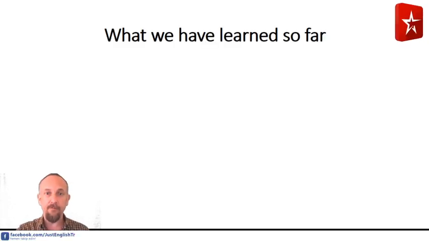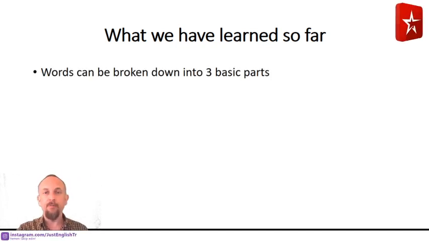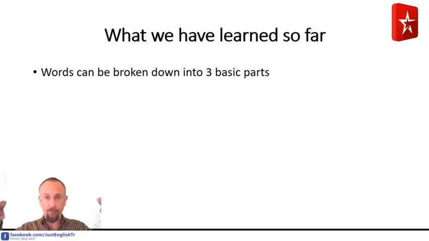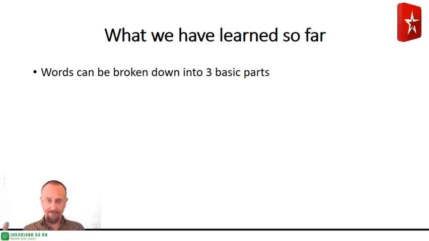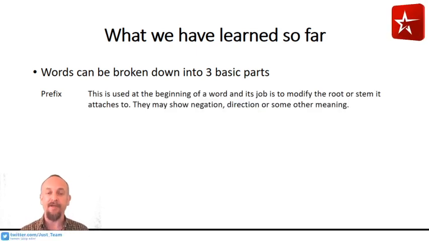So what we've learned so far in the last few weeks, well, we've learned that we can take a word that we don't know, and in order to understand that word, we can break that word down into 3 separate parts. Sometimes it's not that easy. Sometimes a word has more than one part, but those parts are basically one of 3 families. And the first one is prefix, the root or stem that it attaches to. So they may show negation, direction, or have some other meaning. And we'll look at those very shortly.